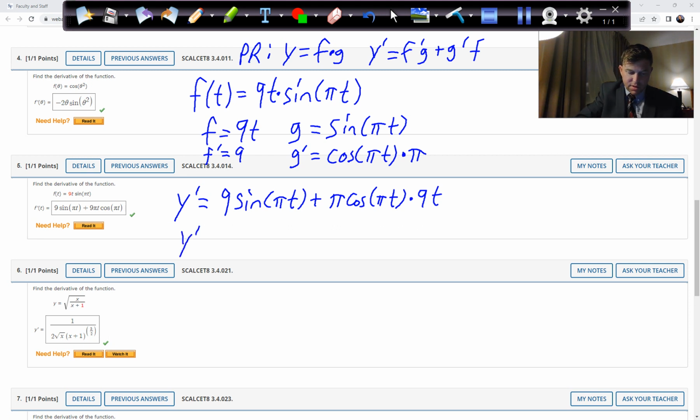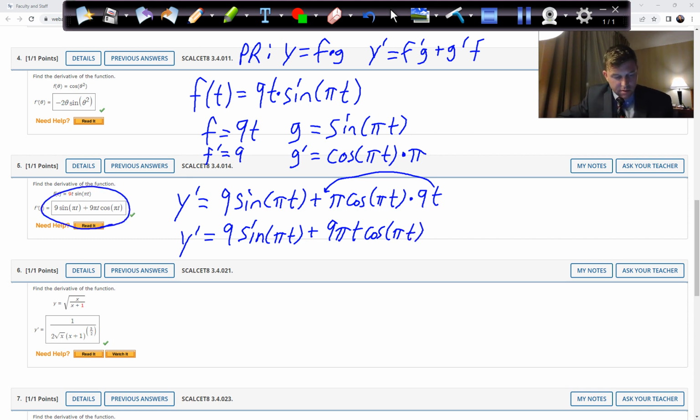So the only thing left to do is to rearrange things a little bit. 9 sine of pi t, move this 9t up front with this pi, and call it 9 pi t cosine pi t. And that looks exactly the same to me. Perfect. Problem 5.